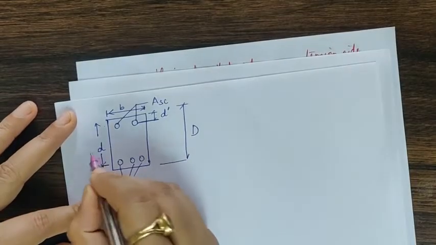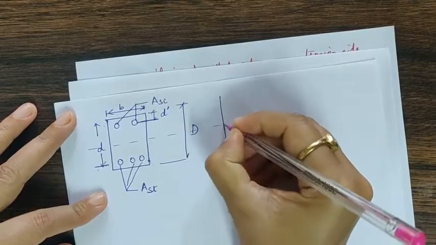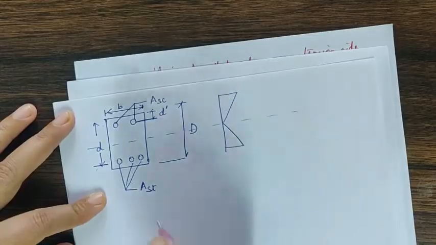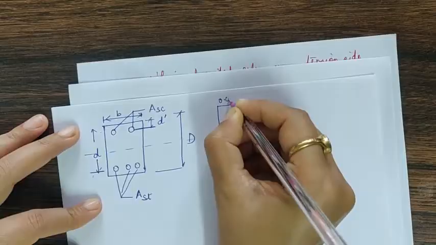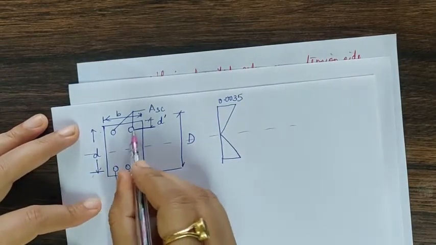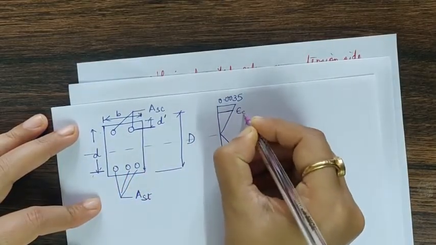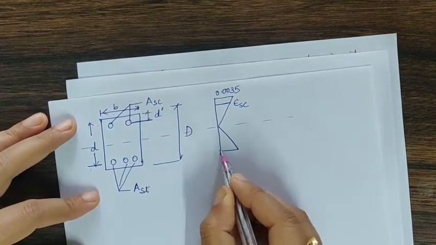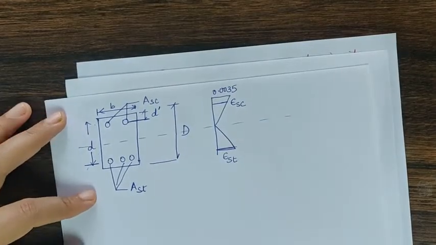Is it okay? We will be finding out the neutral axis. Strain diagram will be similar to whatever we have done in singly reinforced. So this is the strain diagram. Now in this strain diagram, we already know that this value is going to be 0.0035. The strain at the point where you are providing compression reinforcement will be called epsilon SC. Okay? And the strain where we are providing the tension reinforcement will be called epsilon ST.